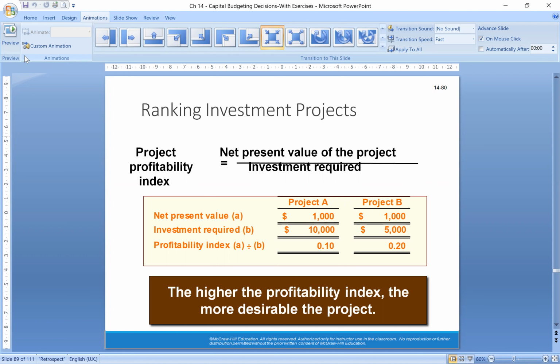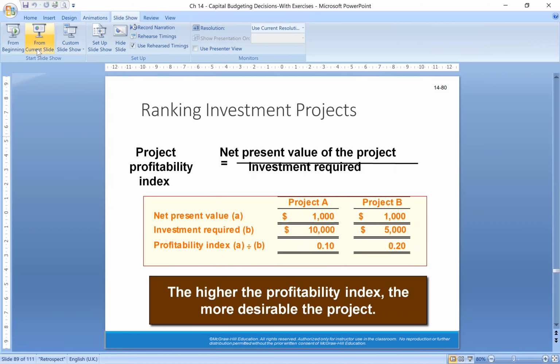For the first project, what is the profitability index? It is simply the net present value of 1,000 divided by the investment required of 10,000, which gives a profitability index of 10%. For the second project, 1,000 divided by 5,000 gives you 20%. Which is better? The 20%, definitely. Project B is higher in profitability index, so it will be better.